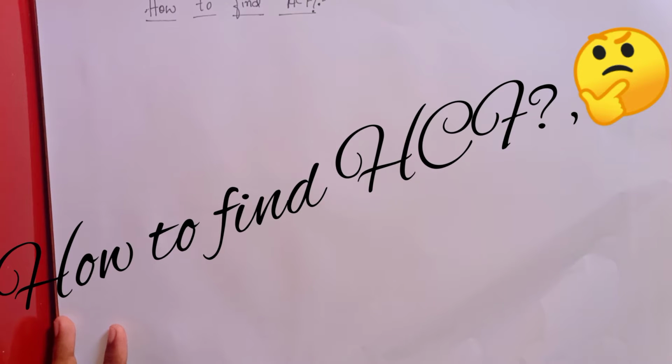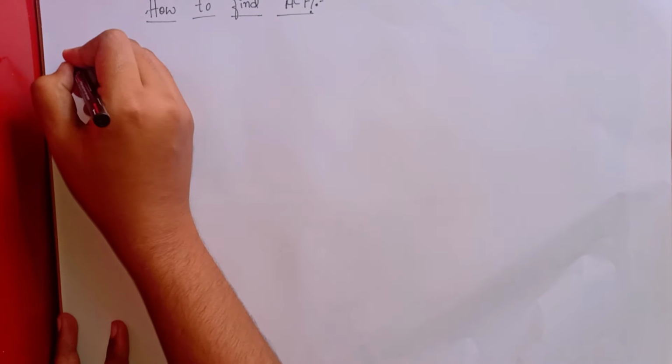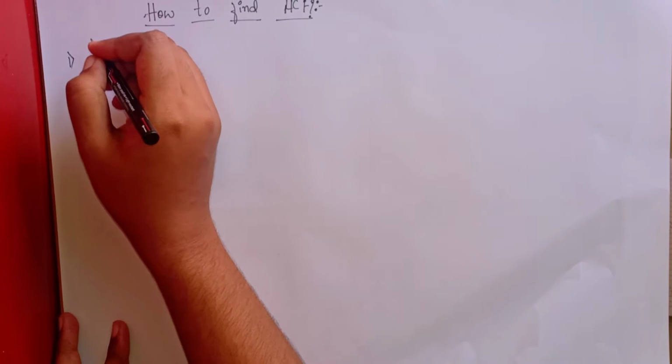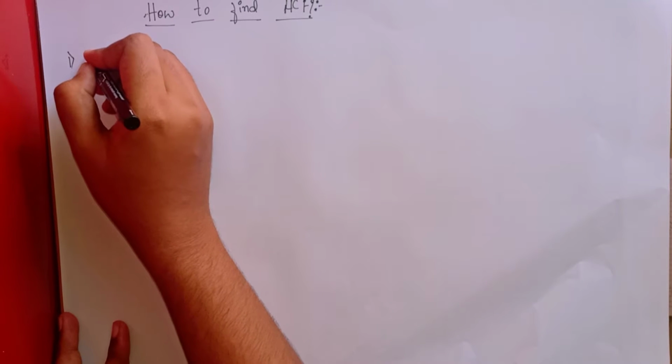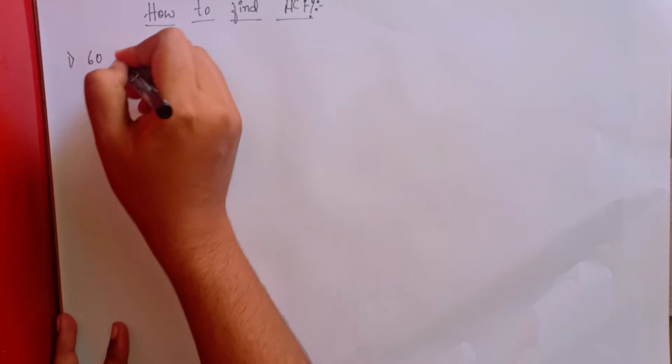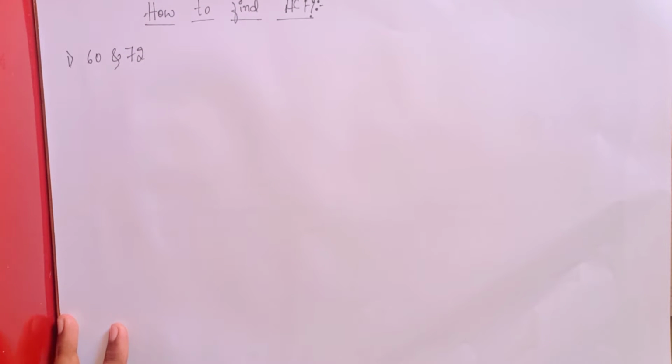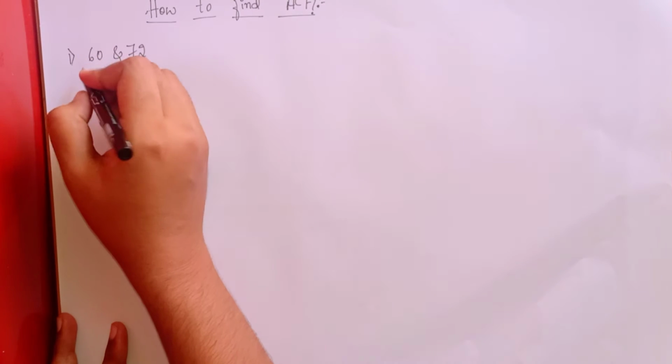Today we are going to learn how to find the HCF in a fast way. First I'll take an example with two numbers, and afterwards I'll go with three numbers. The numbers are 60 and 72. I need to find the HCF for these two numbers, so first we'll go with the steps.